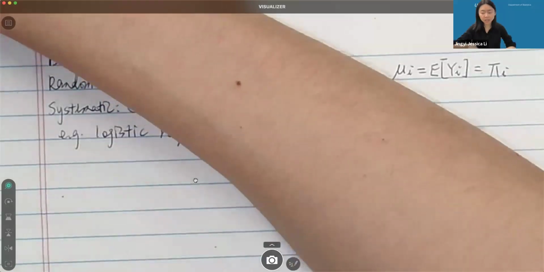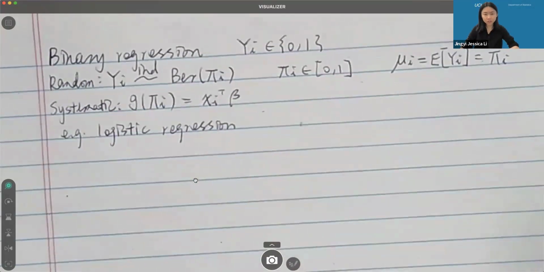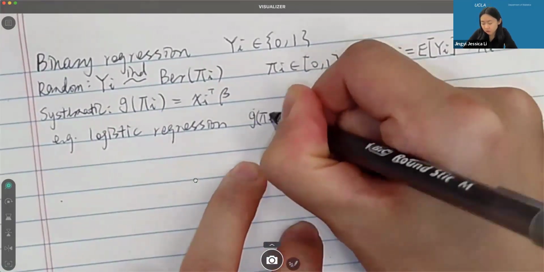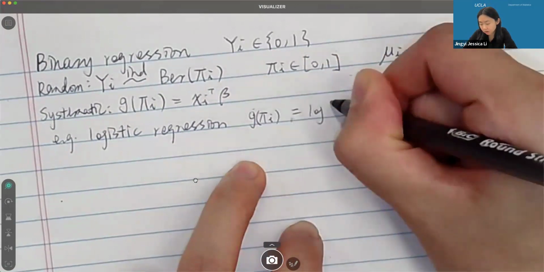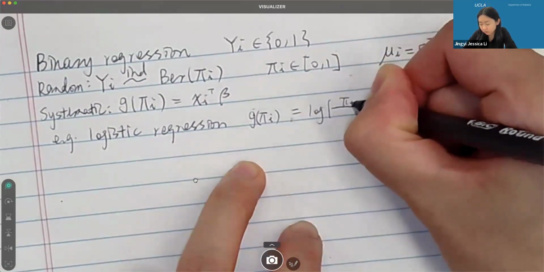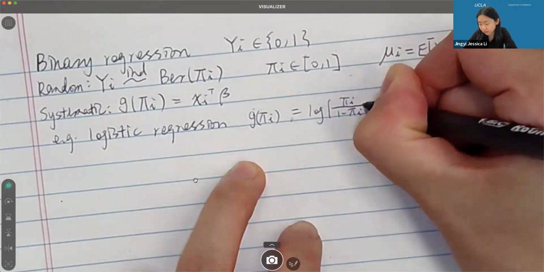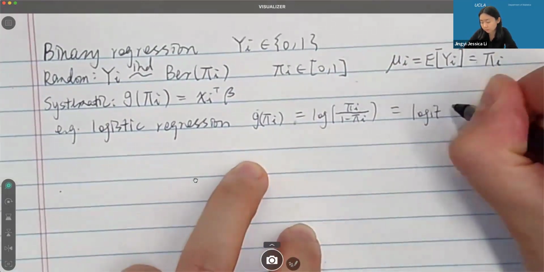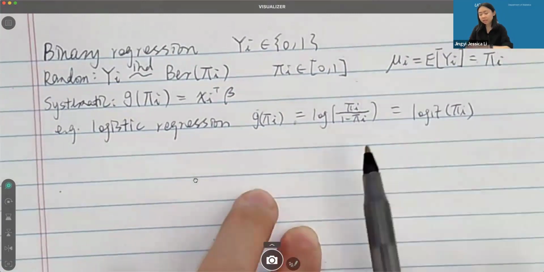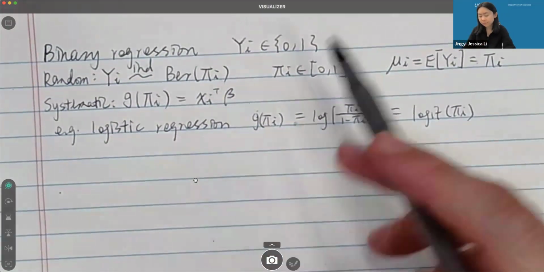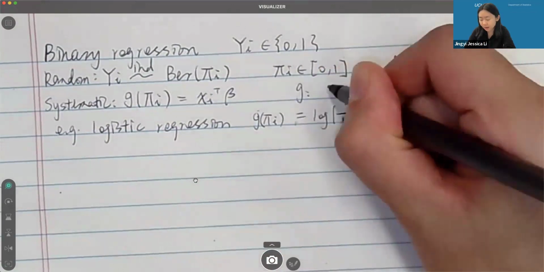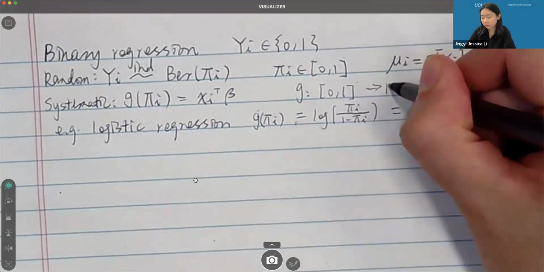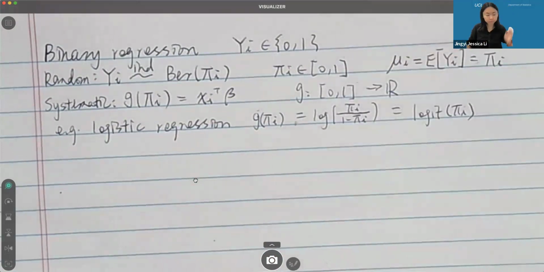Okay, so let's continue. For logistic regression, we have the specific form of g. g of pi i is actually log of pi i over 1 minus pi i. And we have written this many times, and we call this function the logit function. The key is that we need a g to map from this interval 0 to 1 to the real values. That's what we need.